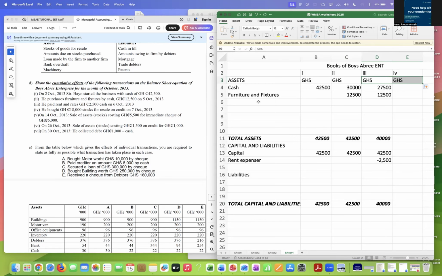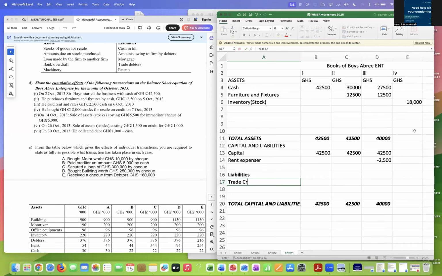So a new asset comes in as inventory or stock. And that comes in at transaction 4. The amount involved is 18,000. But we would get to create a liability of trade creditors, which also amounts to 18,000. All right.